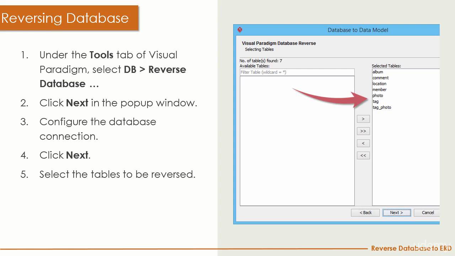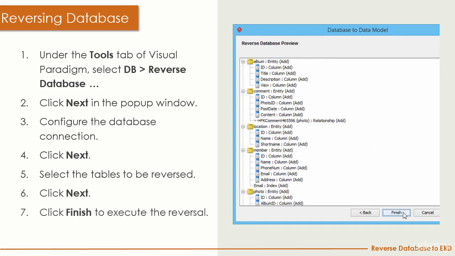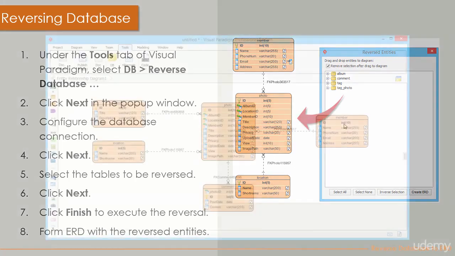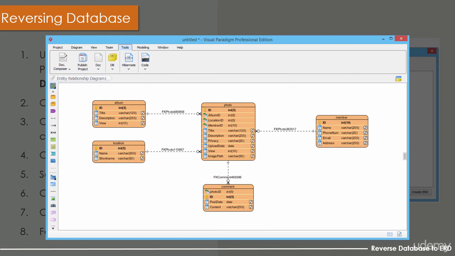You may have a lot of tables, some system tables or some tables from a different system that you don't want to incorporate in the reverse. You can filter them now. Then click Next and Finish. You preview what you reversed, and then you can drag and drop the entities into the ERD. Then you form a proper entity relationship diagram.